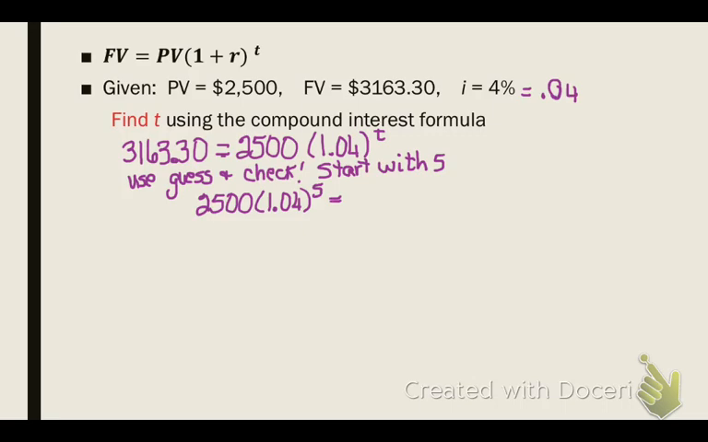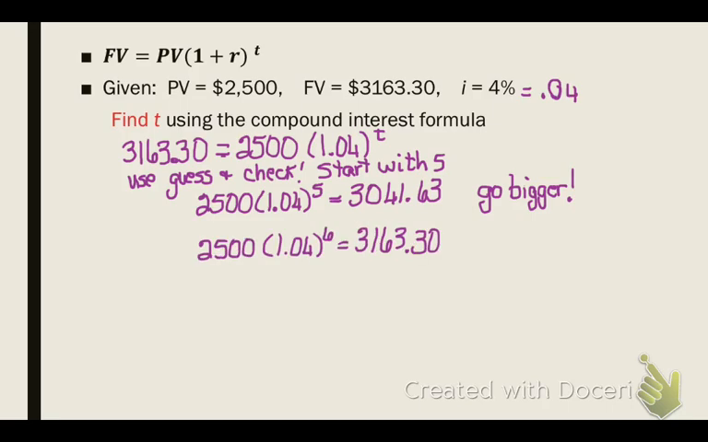And I'm going to put that in my calculator, and I get $3,041.63, which is a little low. I want 3,163, so I'm going to try 6. So when I put 6, yep, that's exactly what I needed. So in 6 years. And this one you would just solve with guess and check. Now on your homework when you're doing this, it's multiple choice, so you can plug in those years and see which one works.